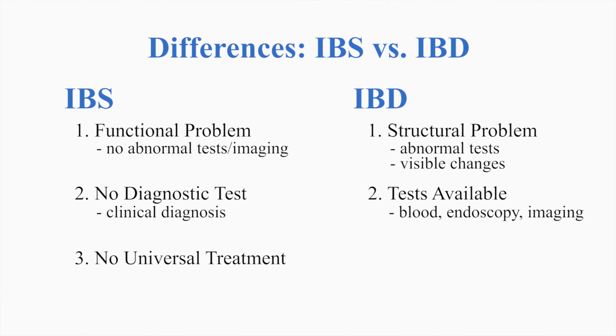The third main difference is how we treat these conditions. With IBS or irritable bowel syndrome, there are a lot of different ways that we can treat this, and it can change depending on the particular symptoms the patient may have. It could be lifestyle things that we can do. It could be dietary changes that we can make. It could be medications that we put you on, or all three. The good thing about IBS is that there's no one universal treatment. And for a lot of patients who have IBS, they may not want treatment.